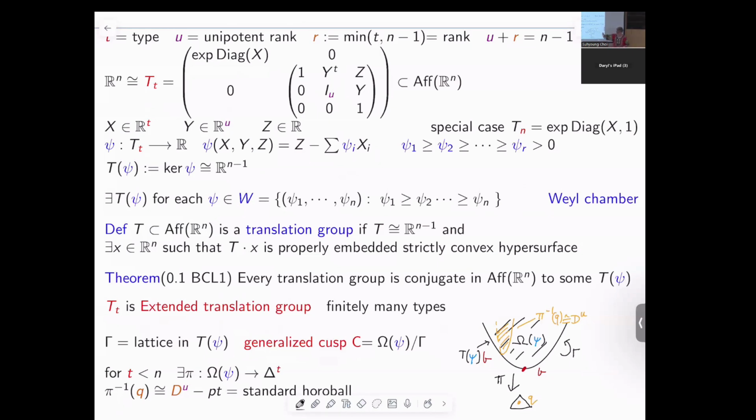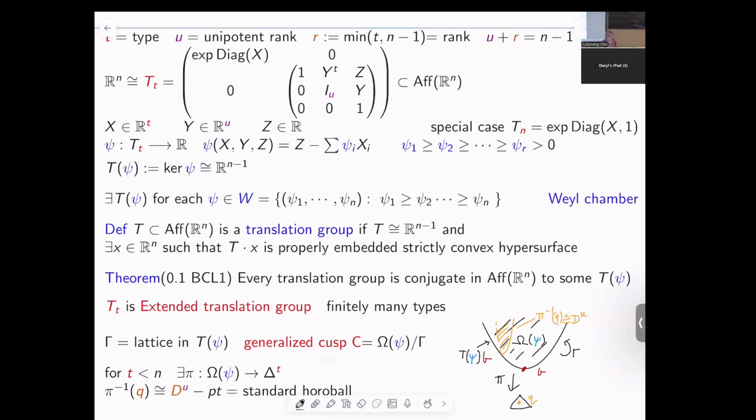a translation group. So let me remind you, what is a translation group? A translation group is a group of affine transformations with the property that if you take the orbit of a point in Euclidean space, it's a properly embedded, strictly convex hypersurface. So we want to know that every translation group is conjugate to one of these. And the idea is to prove that, well, we have this picture.